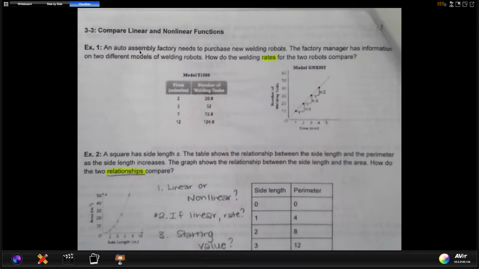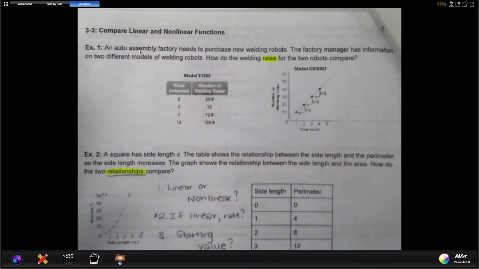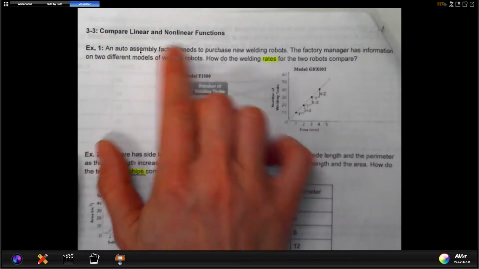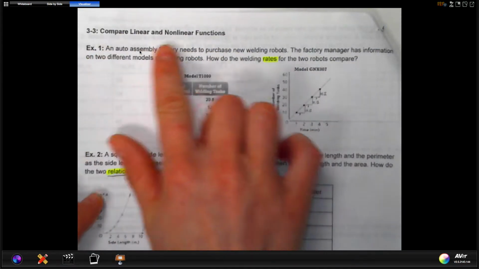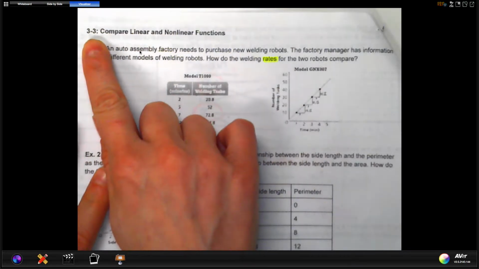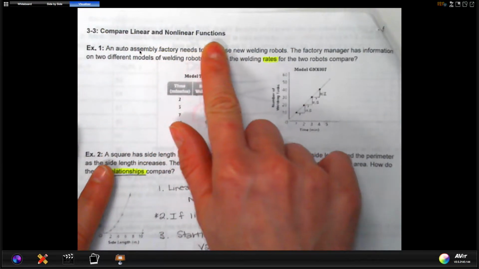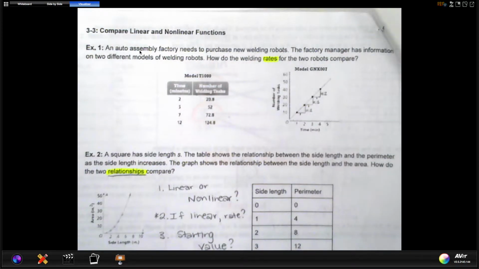Good morning and welcome to Math 8's lesson for today, and that is going to be 3-3, comparing linear and nonlinear functions. So if you have me for class, this is about the third page through the note packet. Look for the title 3-3, compare linear and nonlinear functions. We're going to start there today.